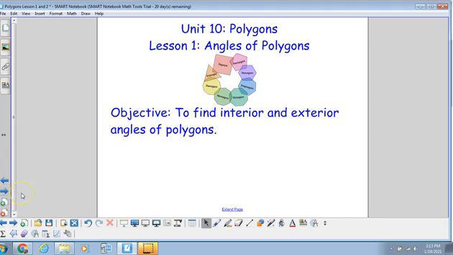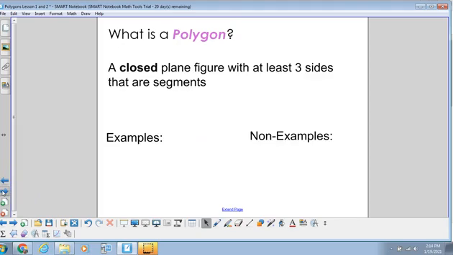Okay, before we start talking about interior and exterior angles of polygons, we should first find out what a polygon is. A polygon is a closed plane figure with at least 3 sides that are segments. So it has to be closed, the sides have to touch each other. We're talking about 2-dimensional. And it has to have at least 3 sides. They have to be segments.